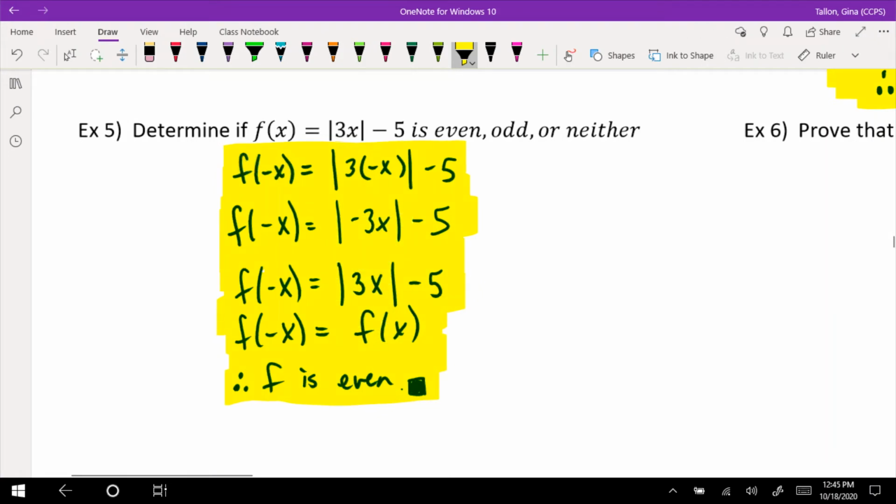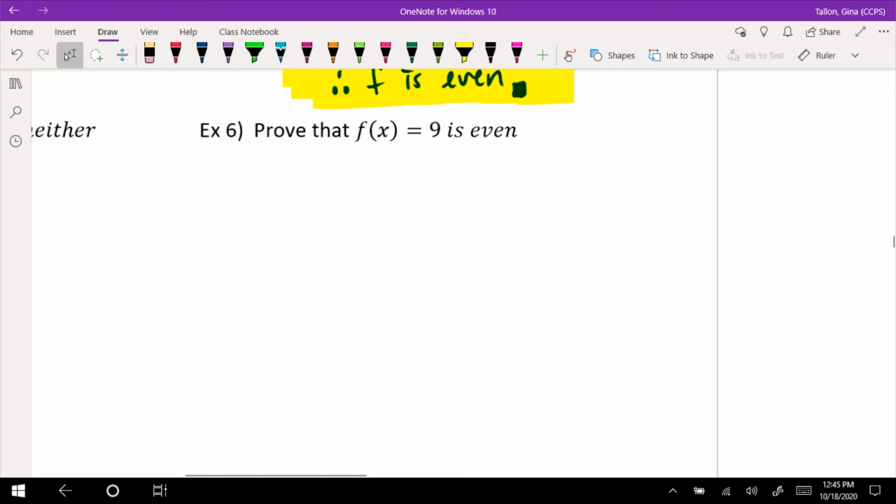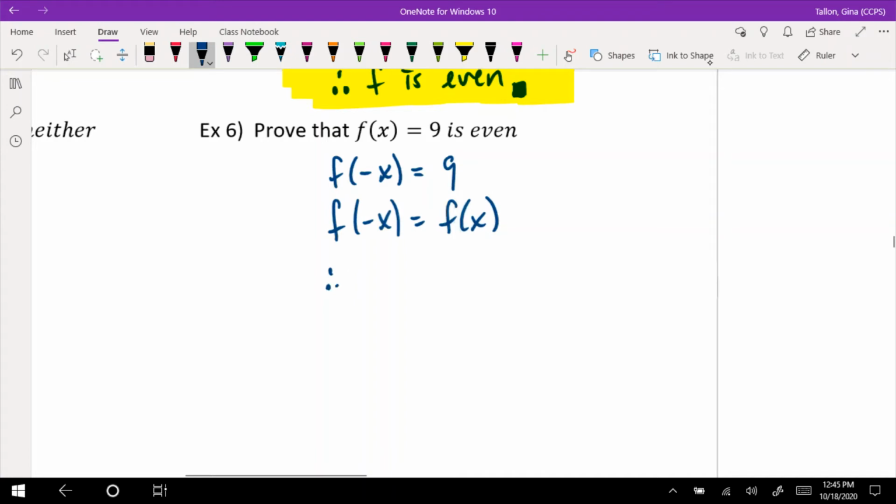So on number 6 here, we're going to prove that f of x equals 9 is even. So I input my negative x, which means everywhere I see an x in the function, I'm going to put a negative x into the function. However, I don't see any x's in the function. So f of x equals 9 is a constant function, which means f of negative x is going to equal 9 as well, which brings me right back to the original function. So yes, indeed, f of negative x is equal to f of x itself. Therefore, we say f is even. And we put our little box here. Highlight the whole entire thing.